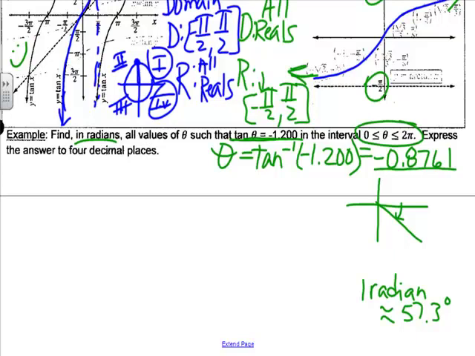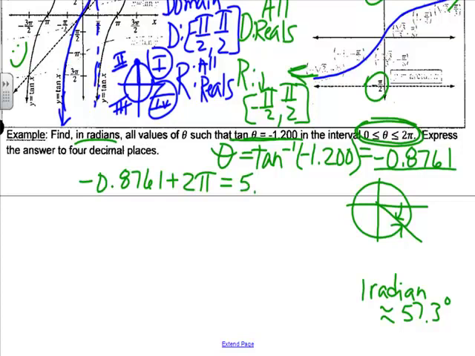So what do I do then to get this so I meet the requirements of the problem? Well, I'm going to take that negative 0.8761, and I'm going to put a wrap on it, because basically what I want to do is give it in terms of a positive number. Now a wrap in radians is 2 pi, so I'm going to add 2 pi to it. And that turns out to be 5.4070.